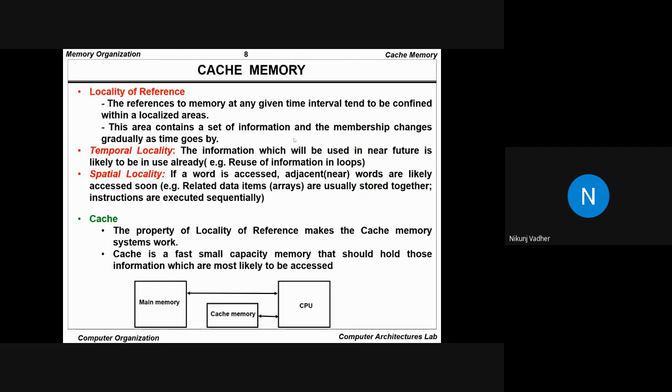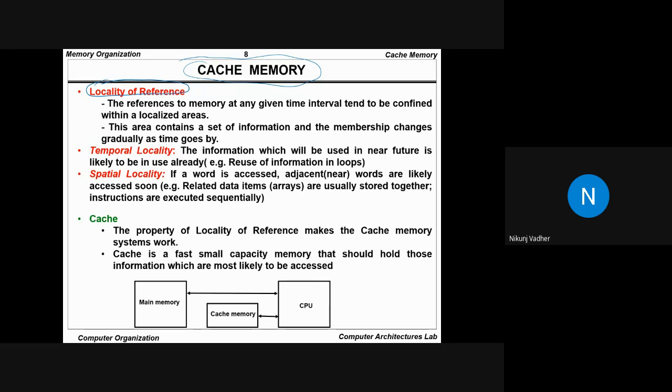Let's move forward. The next topic is cache memory. In cache memory, there is the locality of reference. Locality of reference means that at any given instant of time, whatever word we are looking for should be available inside the cache memory, so we don't have to access the primary memory or the secondary memory.